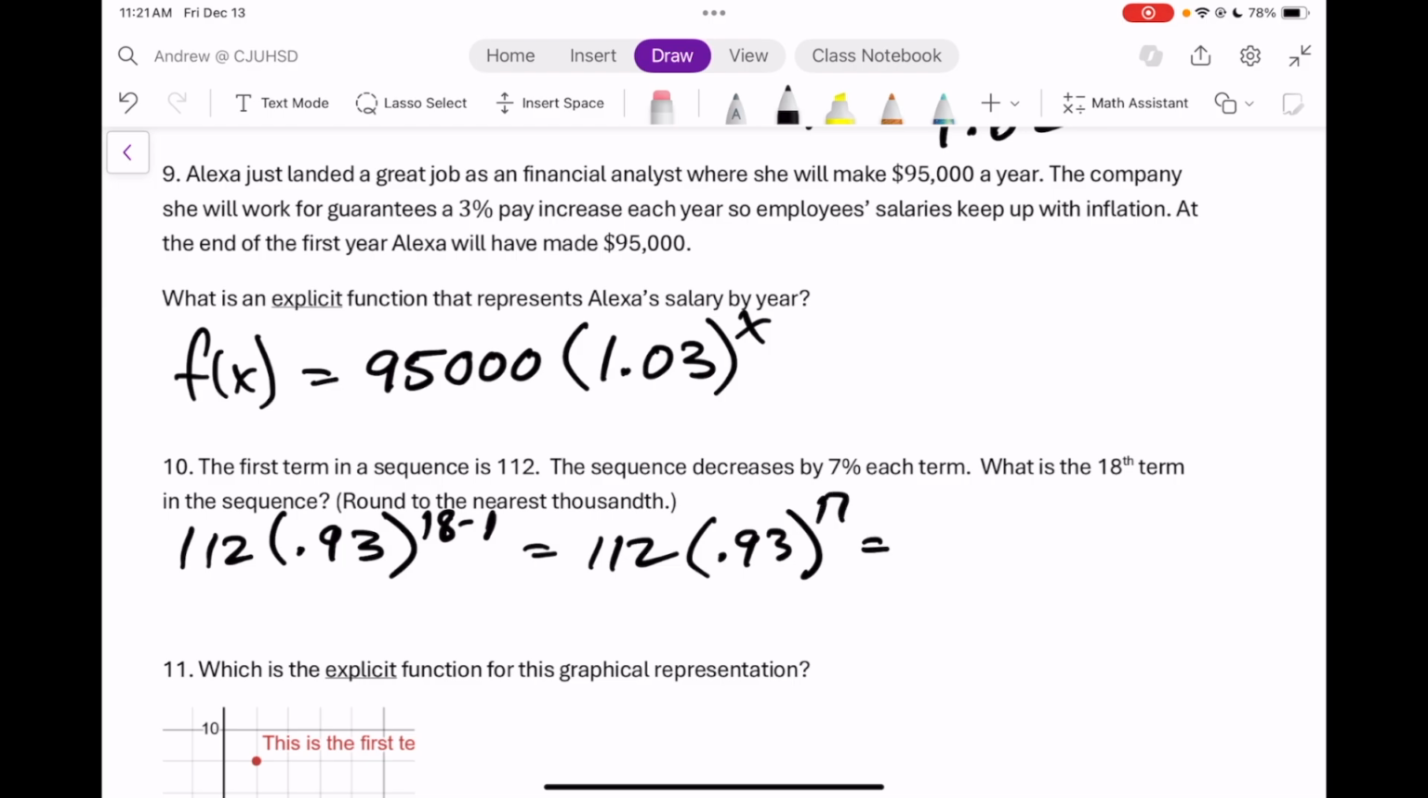Okay, and that is 32.62. I have to round it. Oh, nearest thousandth. Hold on. 32.616 to the nearest thousandth.